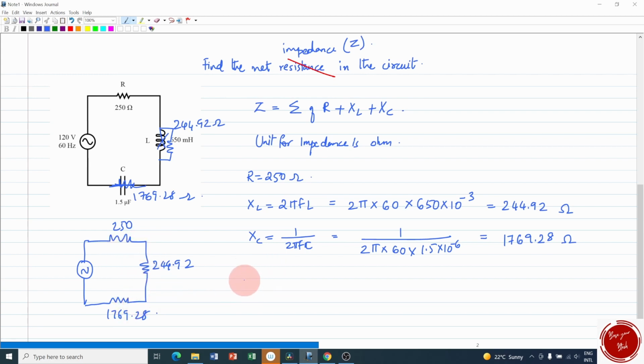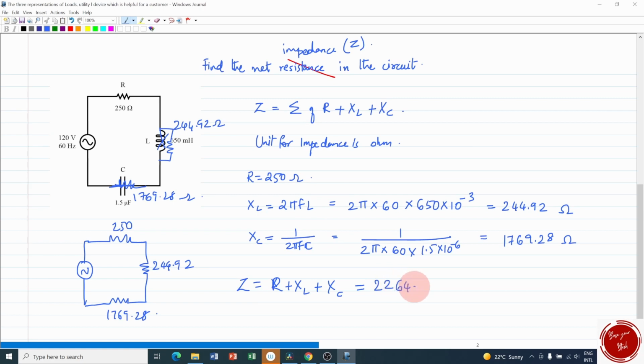We just need to add. So net impedance is equal to R plus XL plus XC, which comes about 2264.2 ohm. So this is how we calculate the net impedance in a circuit.